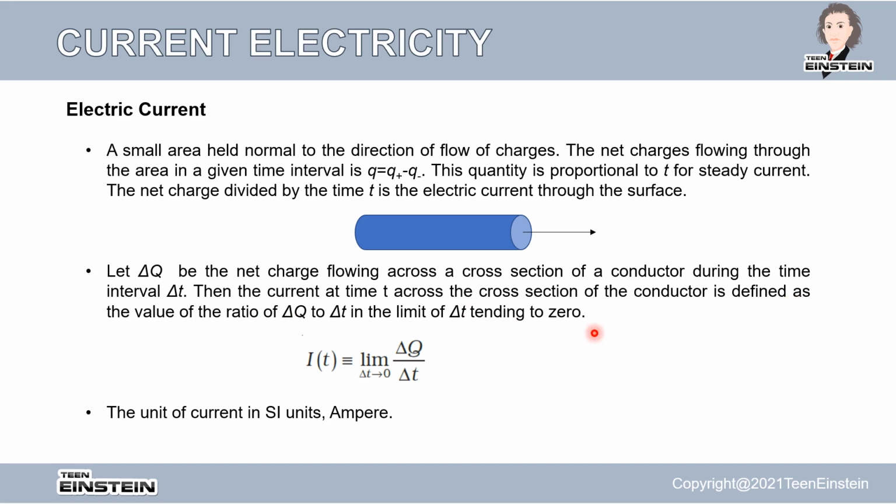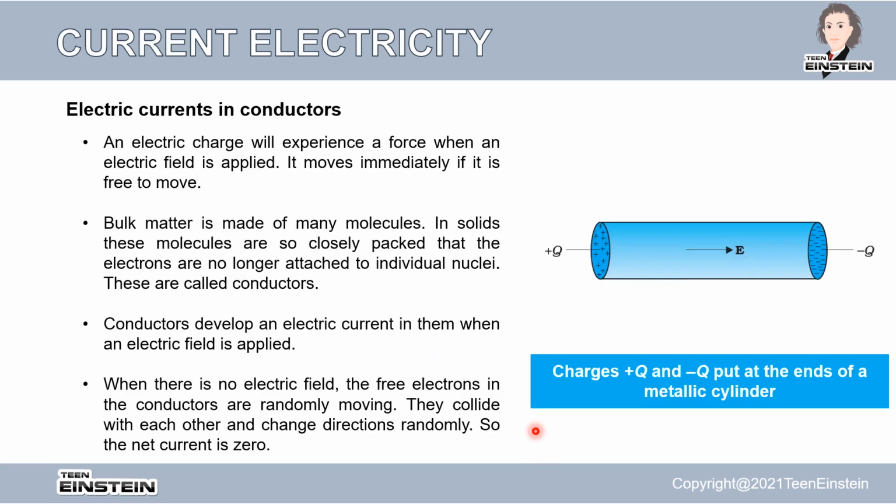Okay, so we already discussed this. Delta Q is the net charge flowing across a cross section of a conductor in the time interval delta t. So obviously the current is going to be delta Q by delta t. But since we are talking about the current at a particular time t, we need to minimize this delta t. Delta t has to approach 0. So this is the equation of current at a particular time t, I as a function of t. And current is represented by the SI unit, ampere. Okay, so we defined what is current.